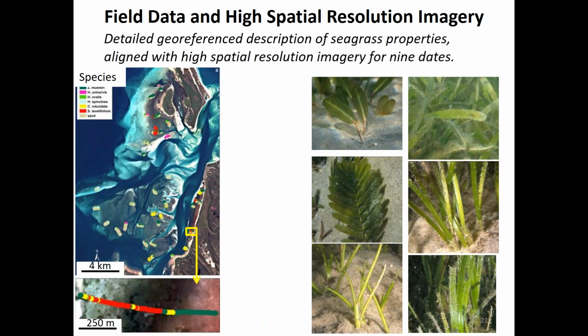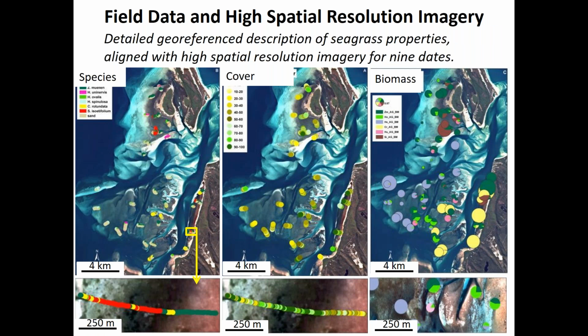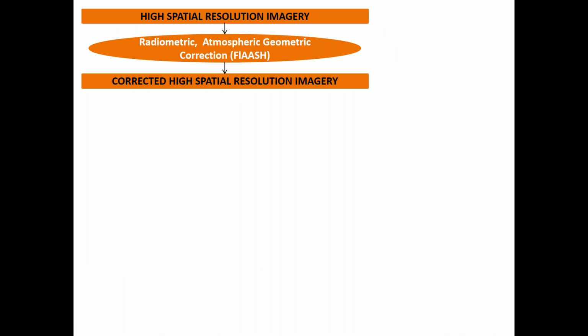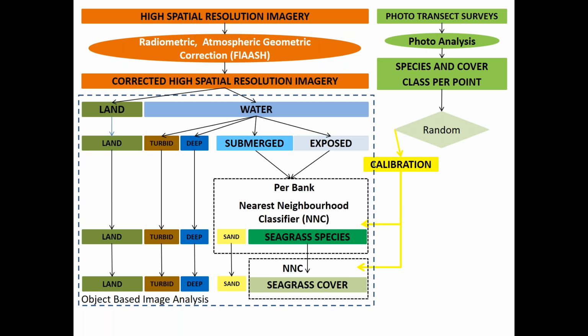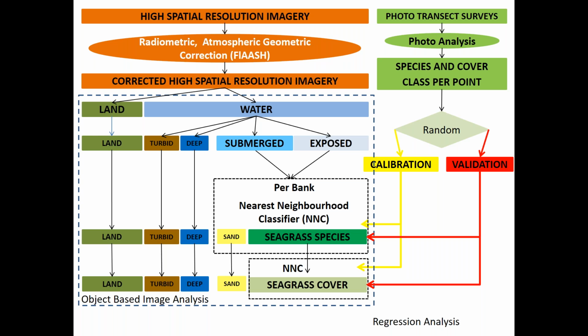So he and I worked together on seagrass species mapping as well, where we collected field data through the photo transects, and we were able to get species, cover, and biomass for different areas on the image. We collected at the same time satellite imagery and the field data. We used an approach where we differentiated land and water, and within the water we looked at submerged and exposed areas, and of course turbid and deep, but those areas we couldn't map the seagrass. There we used the nearest neighbor classifier on the objects, where the objects were trained with the field data. We did it for species and we did it for cover. And then we had part of the field data that we could use for validation.